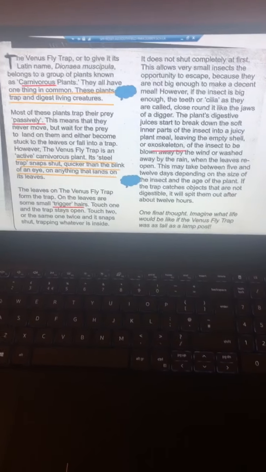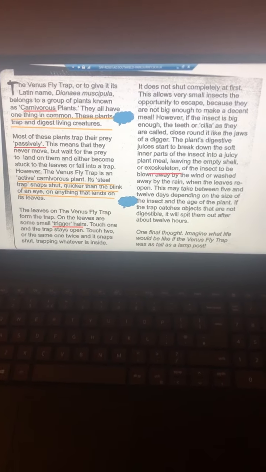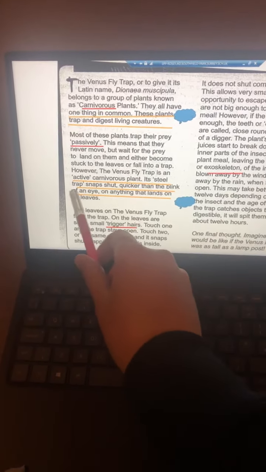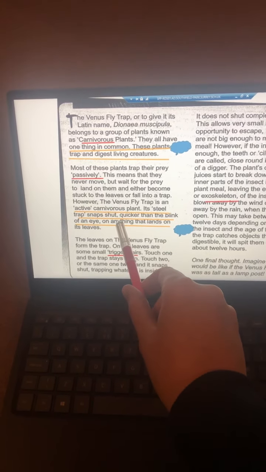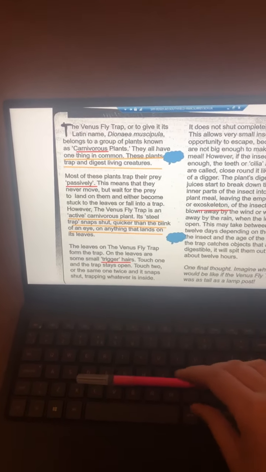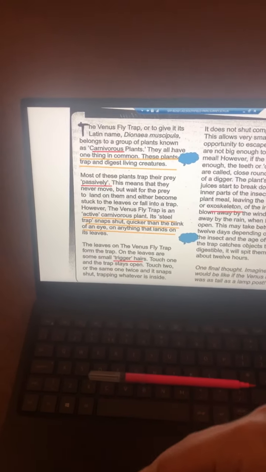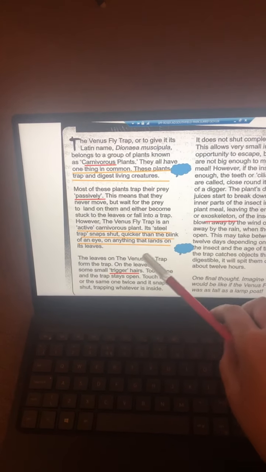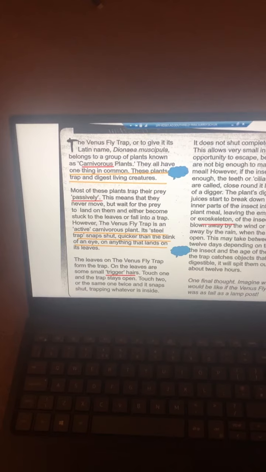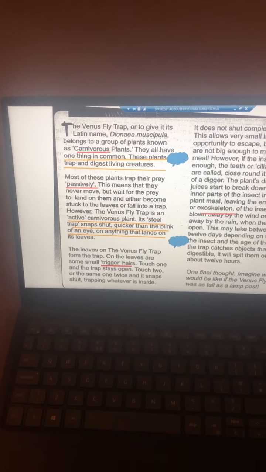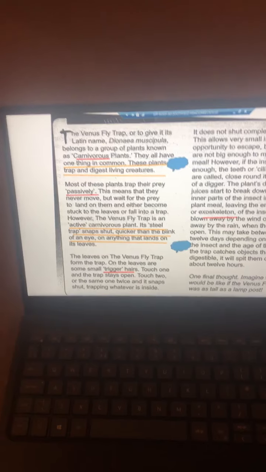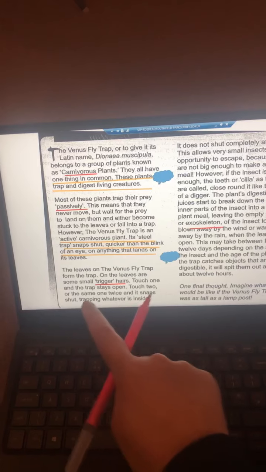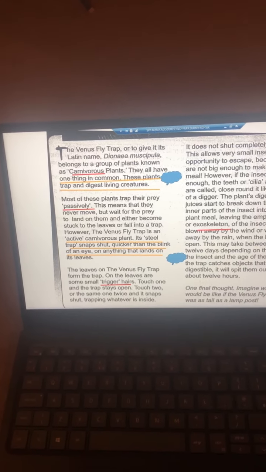When I look at my text, I'm looking for anything that tells me the plant moves quickly. Now, the first one that grabbed my eye was "its steel trap snaps shut." And the word snap suggests to me it goes really quickly. And then next to it is a group of words, a phrase, "quicker than the blink of an eye." That tells me also that it's very quick because the blink of an eye happens very quickly. The word snap also appears down here somewhere, "and it snaps shut, trapping whatever is inside."